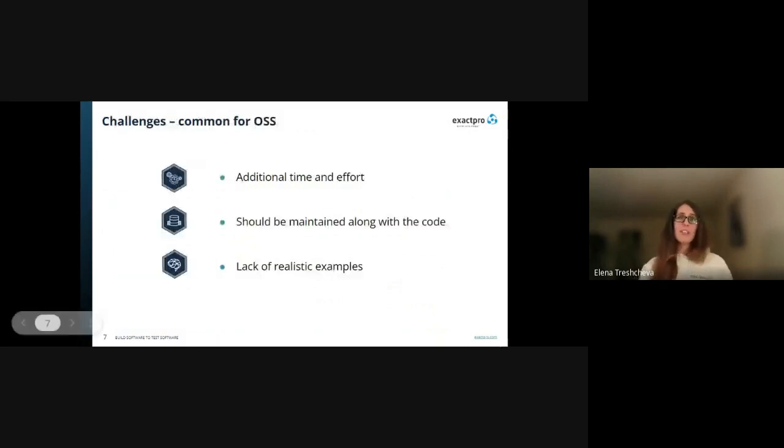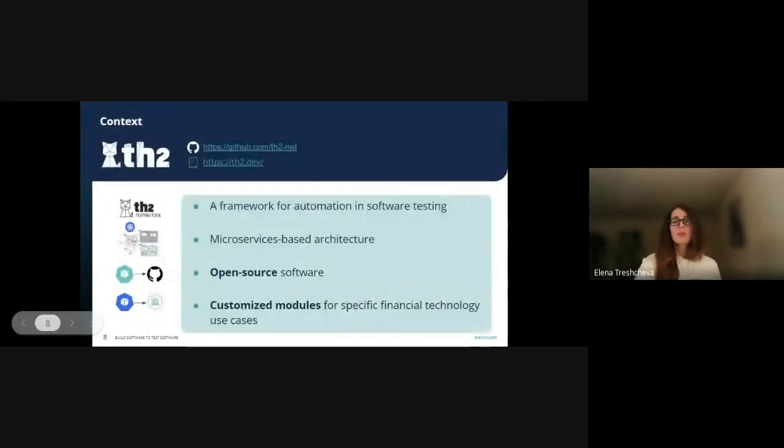Okay, so the benefits of documentation are evident, but there's a certain price to pay. It is always additional time, additional effort, extra resources to be allocated and to be managed. Keeping documentation up to date as the code evolves is yet another task. And another challenge with open source software docs is lack of real world examples that will tell a user story and showcase the project's value. These are the challenges that surround the task of documenting open source software in general.